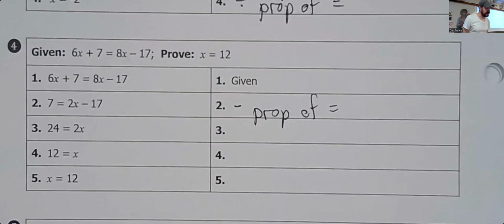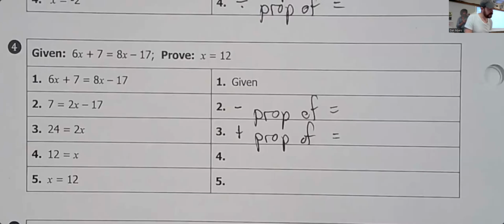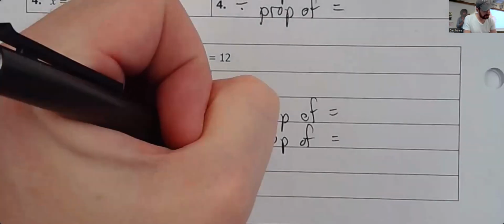All right. The next one, what happened? Yeah, 17 was added to both sides. So that would be the addition property of equality. And then the next one is the division property of equality.